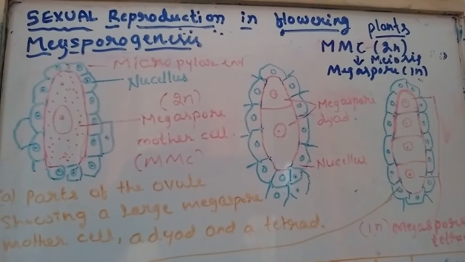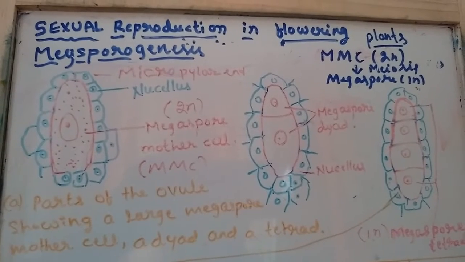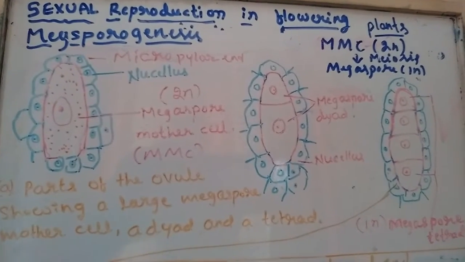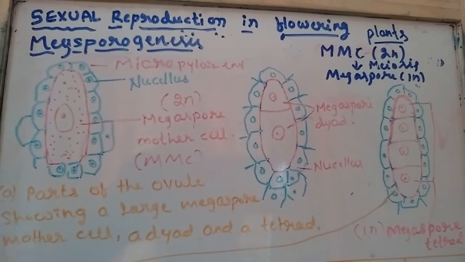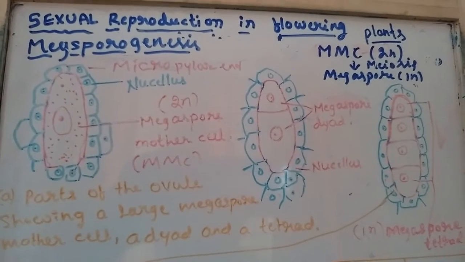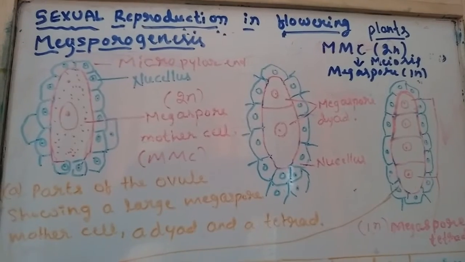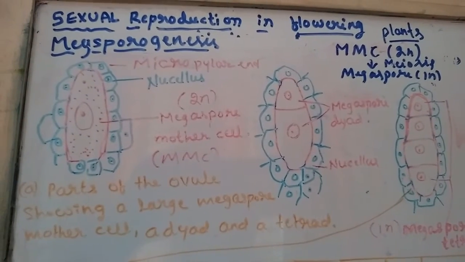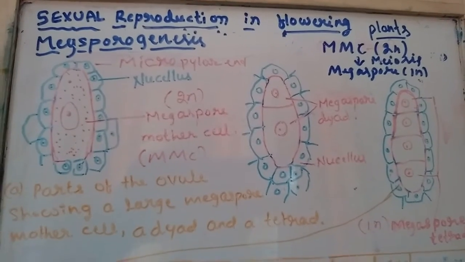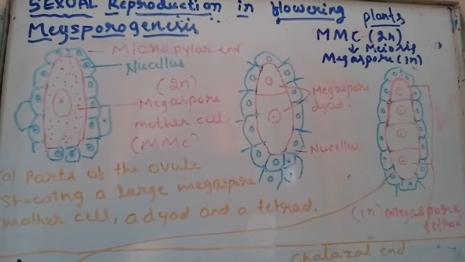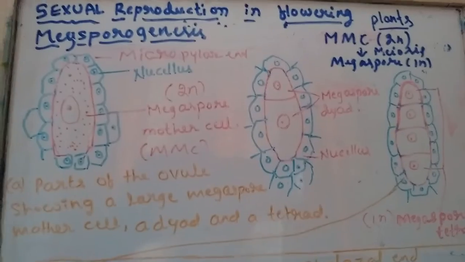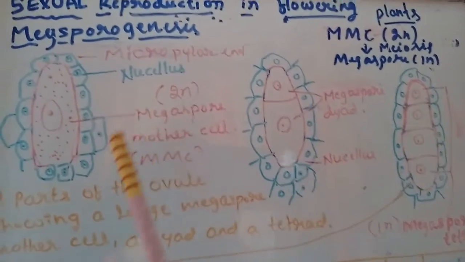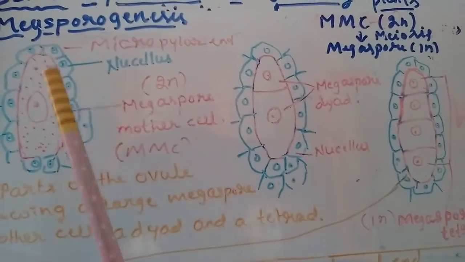So what is megasporogenesis? It is the process of formation of megaspores from the megaspore mother cell. It is a process of formation of haploid megaspores from the diploid megaspore mother cell. So it is known as megasporogenesis. How this takes place, we will discuss in detail.